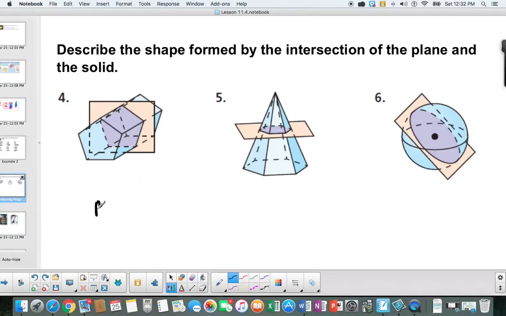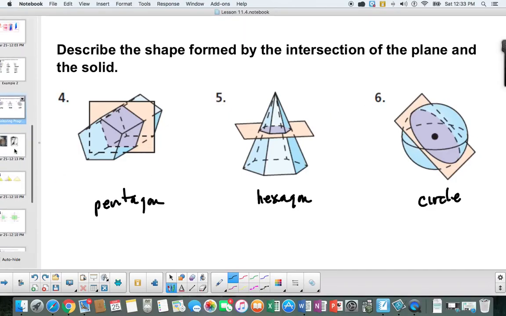The answer is pentagon. And this looks like a hexagon. And this looks like a circle. And it looks like it's a big circle because it's including the center of the sphere.